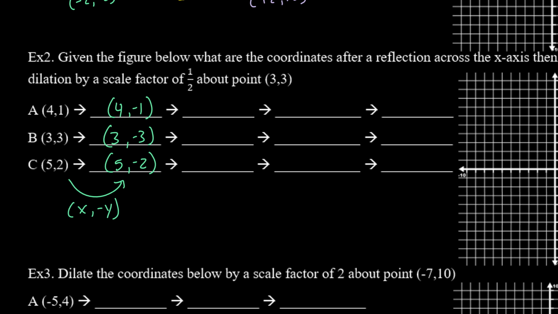So now that we've reflected, it's exactly like the above problem. So what do I do first? Minus, what's our point of dilation here? 3, 3. So instead, I'm going to minus everything by 3 this time. So I have 1, negative 4, 0, 0, 2, negative 5.